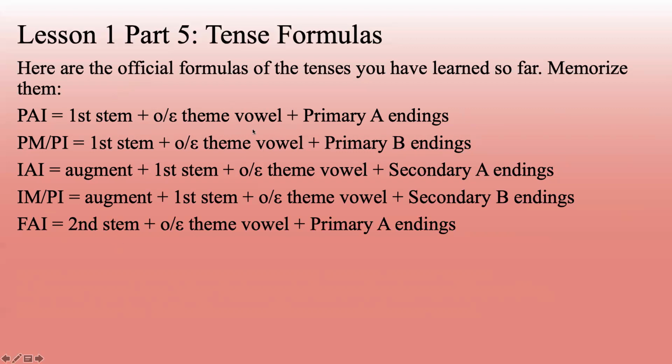Now notice, all of these have omicron epsilon theme vowels, so don't worry, it's going to all be the same for now, easy enough to remember. Don't forget, A endings are used for actives, B endings are used for middles and passives. Primaries are used for tenses that are not secondary. Well, what are secondary tenses? Secondary tenses are past tenses that, in the indicative, always have an augment. So past tenses, augments, secondary, those all go together. Primaries are for everything else. That'll help us remember these formulas. Omicron epsilon theme vowel, that's for the indicative.